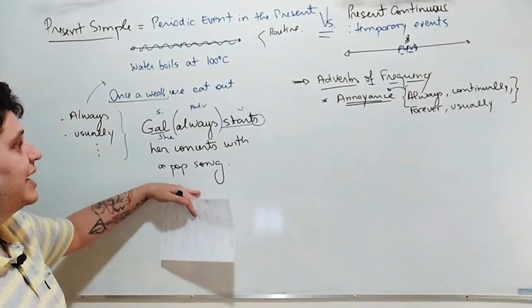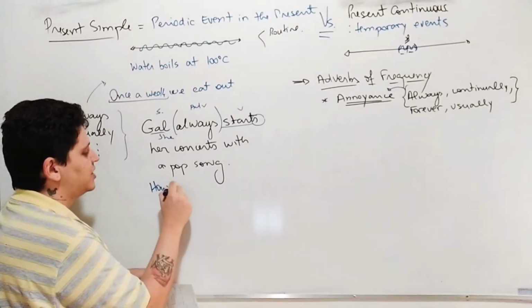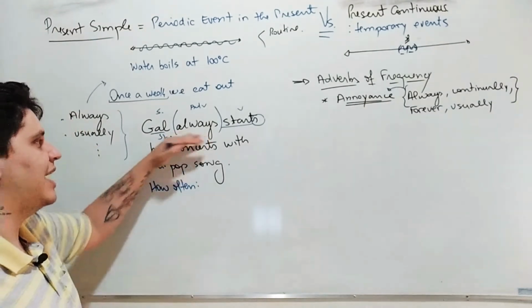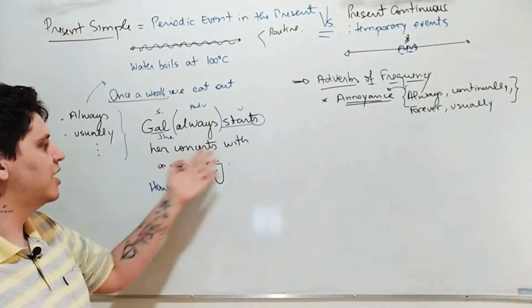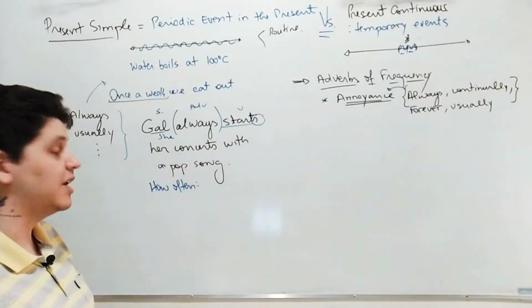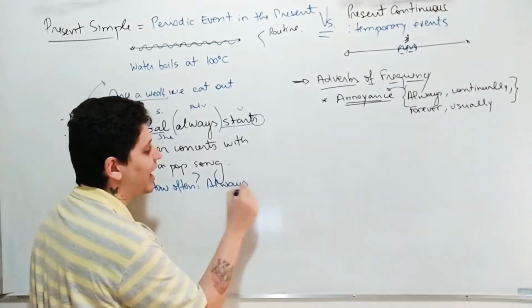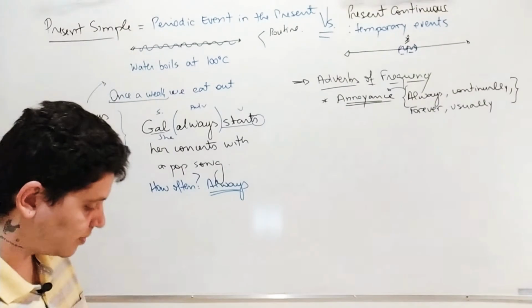But in this case, guys, what I'm doing is I am explaining how often. So I'm not showing any kind of emotion. I'm not angry at Gao. I'm not disappointed. I'm just saying that she always starts her concerts with pop songs or with a pop song. How often? Always. I am describing how often. That's the only thing that I'm doing here.